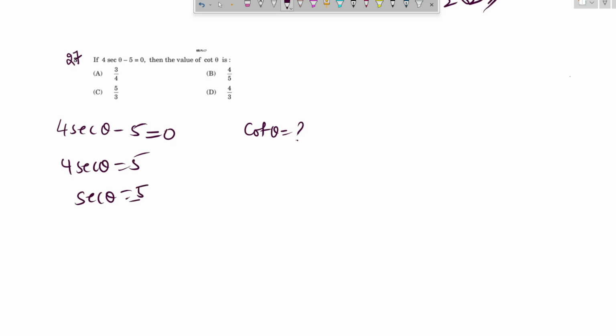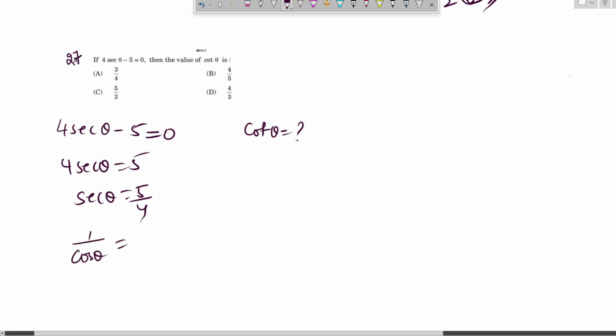Now question number 27. 4 secant theta minus 5 is given as 0 and they are asking us to find out cot theta value. Now 4 secant theta is equal to 5 and secant theta is equal to 5 by 4. Now we know that secant theta is nothing but 1 by cos theta. So 1 by cos theta is equal to 5 by 4, reciprocal on both sides, you get cos theta is equal to 4 by 5.